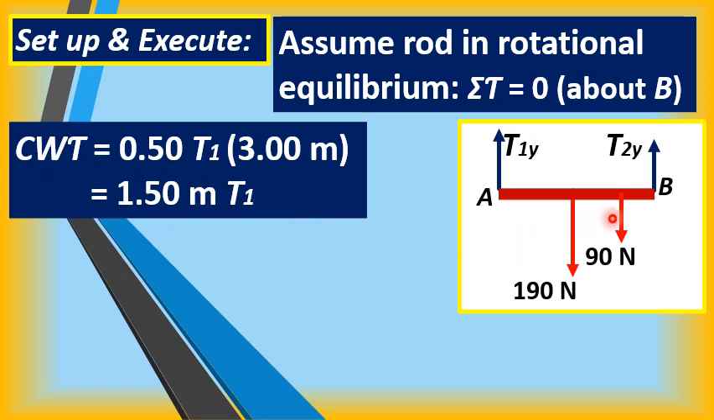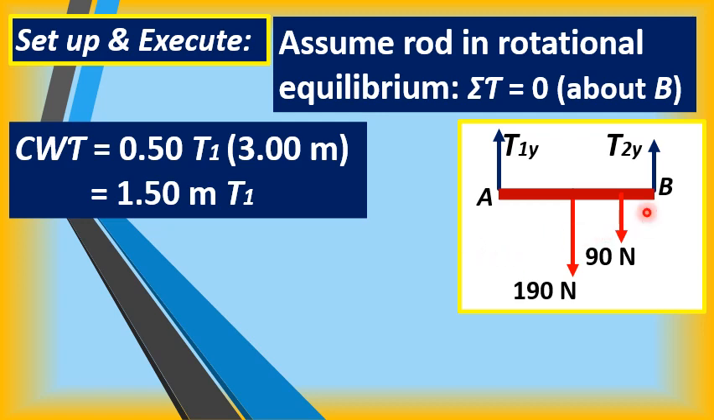And among the forces acting on the rod, we will only consider three: T sub 1y, W1, and W2. So I don't want T sub 2y to be included in my equation. So I'm going to use point B as my axis of rotation. The choice of the axis of rotation is actually arbitrary. That's just a matter of convenience.